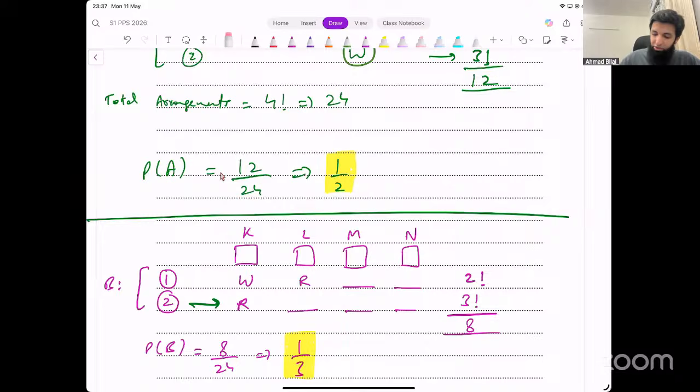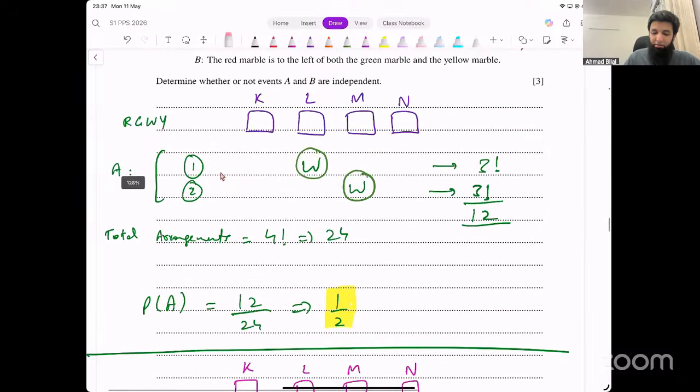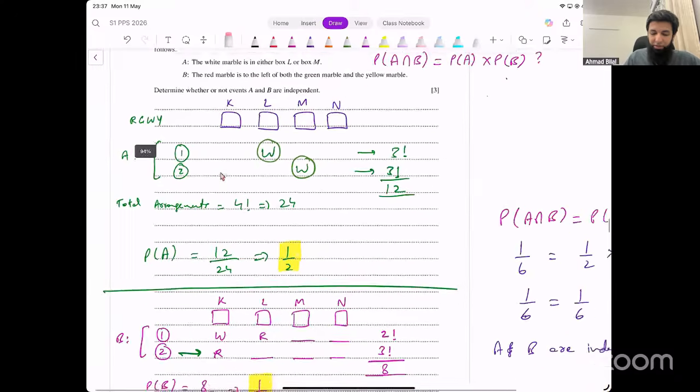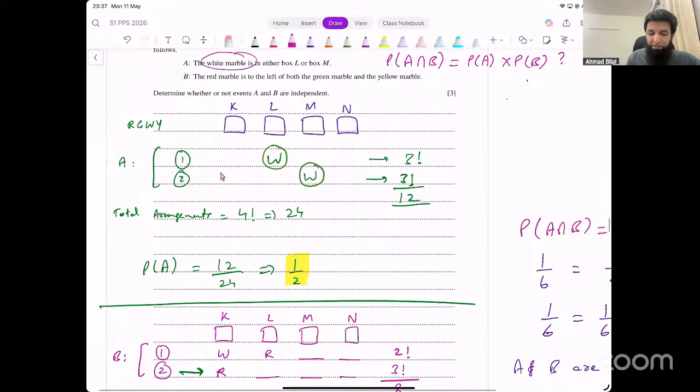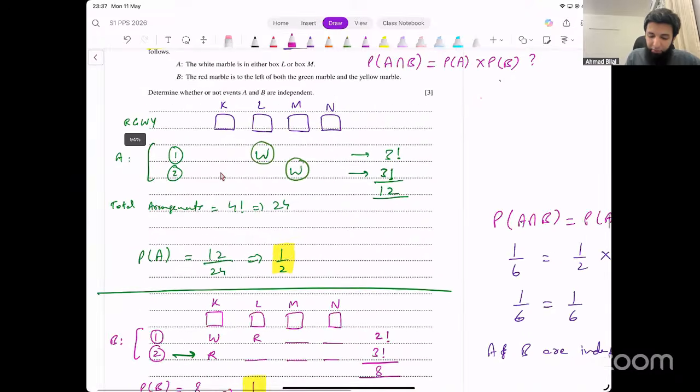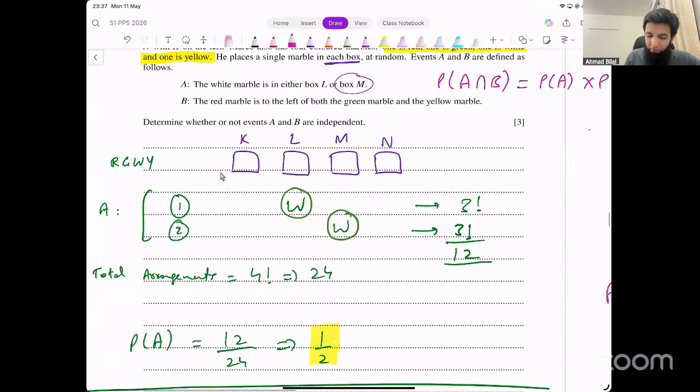इंटरसेक्शन का मतलब है कि ये दोनों कंडीशंस एक साथ मीट होनी चाहिए. अब दोनों कंडीशंस एक साथ मीट होनी चाहिए इसका मतलब ये है कि जो व्हाइट मार्बल है वो एल या एम में से होना चाहिए. अच्छा, क्या ये हो सकता है कि व्हाइट मार्बल बॉक्स एम में हो यहां पे, और ये दूसरी कंडीशन भी मीट हो जाए? क्या ये पॉसिबल है? हो सकता है अगर रेड यहां पर आ जाए, राइट?